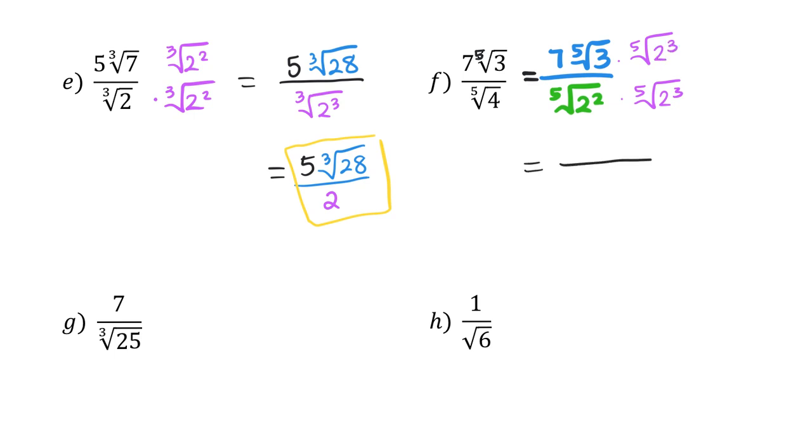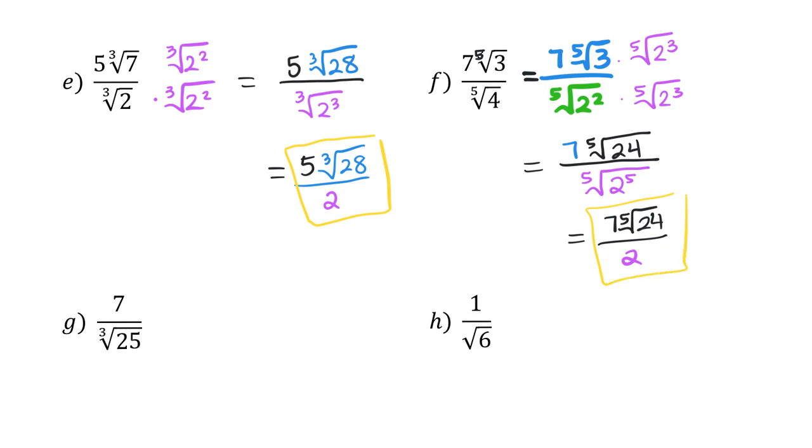Okay, so in the denominator now we have the fifth root of 2 squared, 2 to the third, 2 to the fifth, which is going to cancel to 2. Now in the numerator we have the fifth root of 3 times 2 to the third. 2 to the third is 8, so 3 times 8 is 24. Okay, and now our denominator is rationalized, so we're going to take that as a better answer.